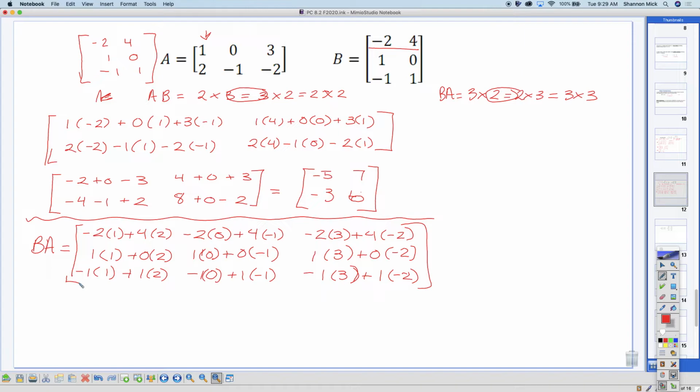What is the second one in the third row? What's the first one? Is it just -0? No, it's -1. The 1 got into the parentheses. Now it's going to look like a plus.